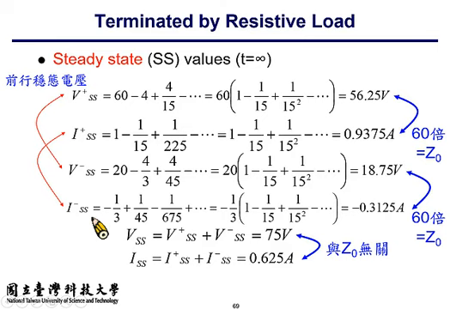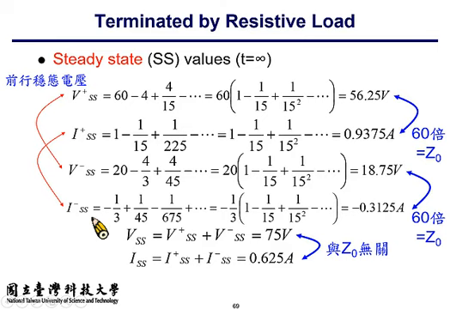So I plus SS is 0.9375 amp. And I minus SS is minus 0.3125. You notice that the ratio of steady state voltage and current for both forward-going and backward-going components remains as 60 times, which is the same as the characteristic impedance of the transmission line.